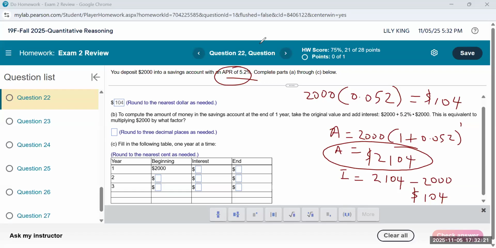Now, this is the same as multiplying 2,000 by what factor? Now, the factor is whatever you have in this parenthesis. So 1 plus 0.052. So that's your growth factor. 1 plus 0.052 is 1.052. And that is your growth factor or your factor.